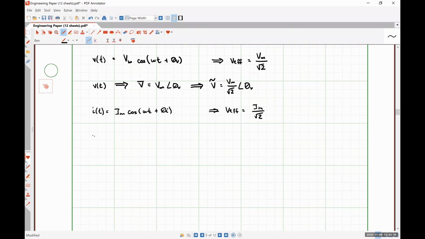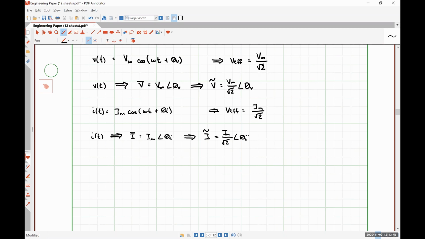And so we can see that in the time domain, if we have I of t, we could convert this to the phasor domain as I is equal to Im angle theta I, and then into the RMS phasor domain as I is Im over root 2 angle theta I.